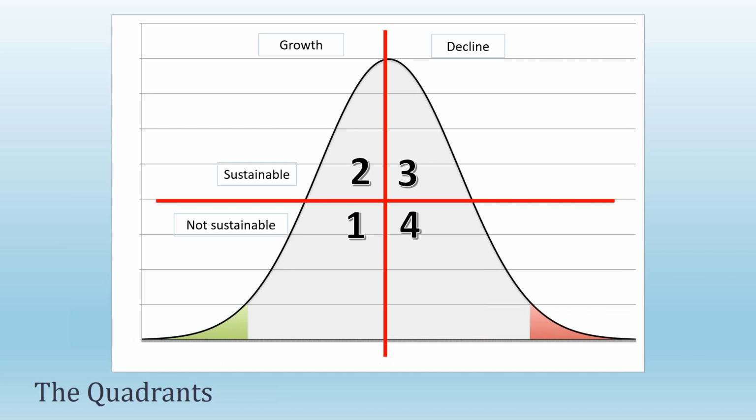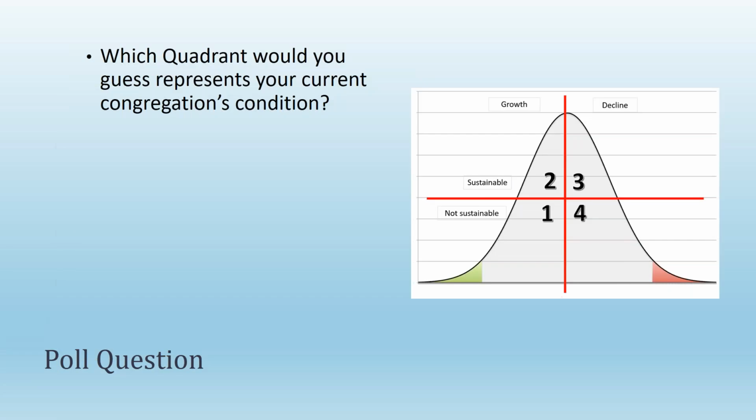By looking at those different quadrants, you can begin to see where you feel your congregation might be today. So I'd like for us to do an experiment here and try something as a poll question. You've got a chat box on this, and I hope this will work. We'll see if it will. I would like for you to enter in your chat box which quadrant you think best represents your current congregation's condition. We'll give you about 1 minute to do that, and hopefully you'll be able to guess where you are. Just send that chat note, and we'll take a look at that.